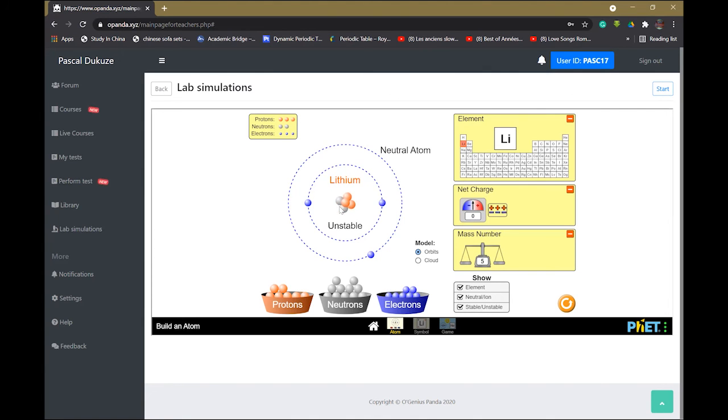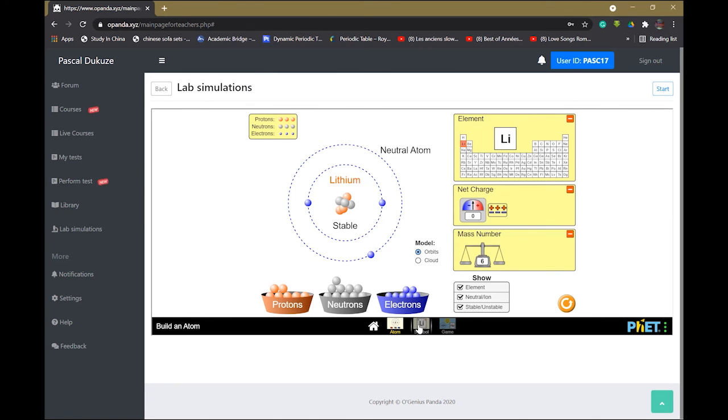Here we have an atom of lithium and it is unstable. You can see it is unstable. You can remove the name or show the name. When we add a neutron, you can see now the isotope is stable. So this is how we can keep on changing atoms, building atoms.